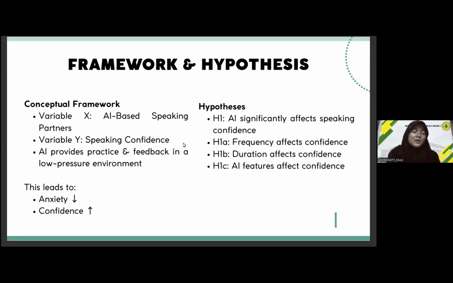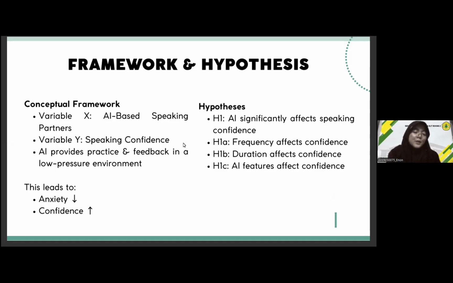And then the hypothesis. Based on the theoretical and conceptual framework, this study proposes several hypotheses. The main hypothesis, H1, states that AI-based speaking partners significantly affect students' speaking confidence. This means that using AI tools can help students feel more confident when speaking English. In addition, there are three sub-hypotheses.